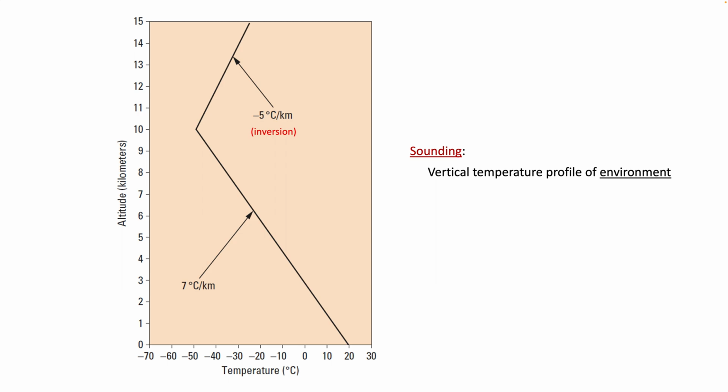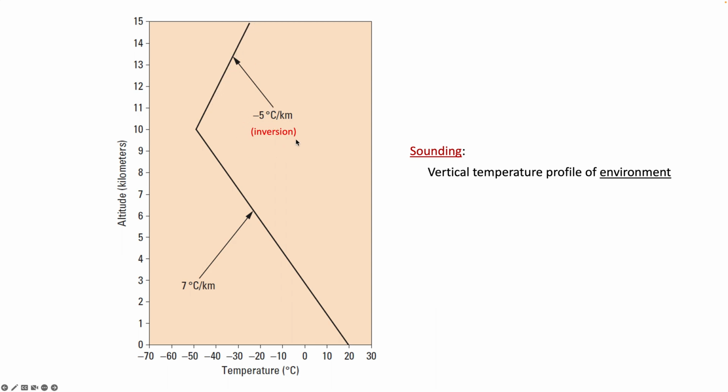So in this particular example, we start at 20 degrees Celsius in our environment, not a parcel, in the environment. So in the real world, in this case, and this is highly simplified, the environment is going to be cooling at a rate of 7 degrees Celsius per kilometer from the surface up to about 10 kilometers. And then from 10 kilometers to 15 kilometers, the environment is actually going to be warming at a rate of 5 degrees Celsius per kilometer.